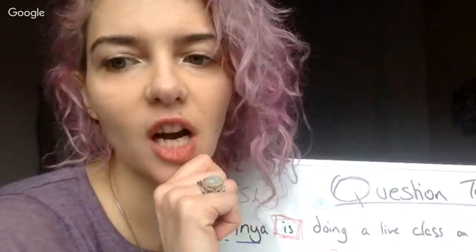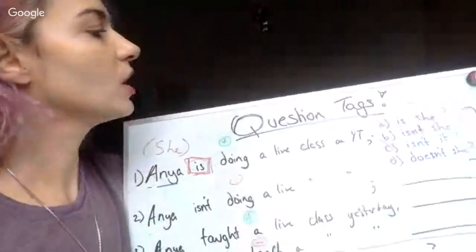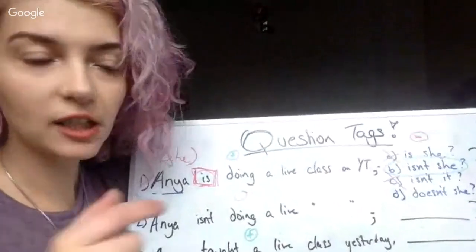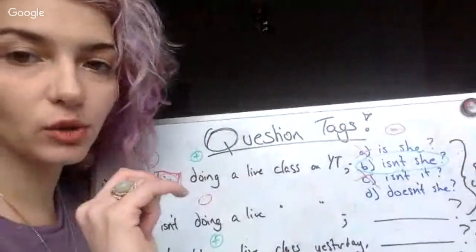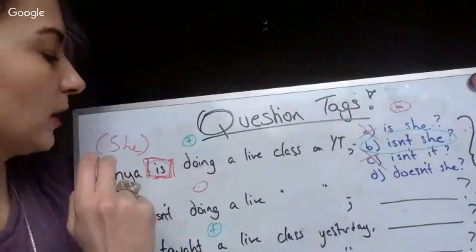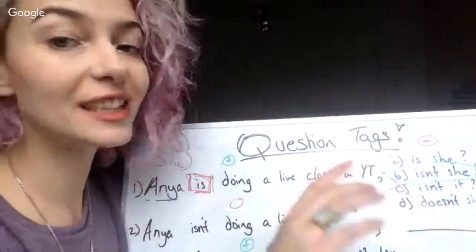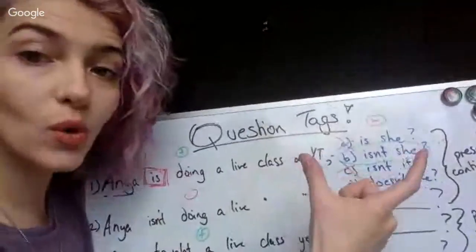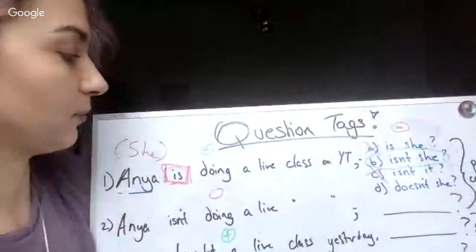Okay, so Dialogue Mospian says, you are a teacher, are not you. That's nearly correct. But another thing, actually, that's a good point that I forgot to mention. The question tag must be contracted. I noticed some people were answering on my Instagram for this question. Some people said, Anya is doing a live class, is not she. That's not correct. The question tag must always be contracted. We can't say is not she, we must say isn't she.